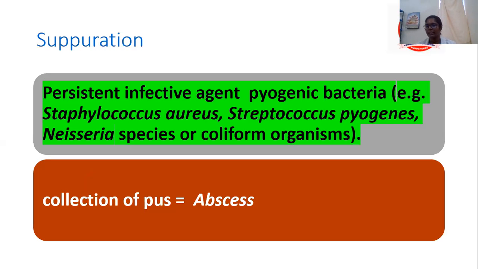And so far we have seen the resolution. Now we are moving on to suppuration. Suppuration is due to a persistent infective agent. If there is persistence of an infective agent in the body, such as pyogenic bacteria like Staphylococcus aureus, Streptococcus, Neisseria, these are all infective agents. These infective agents persisting in our body can lead to the formation of pus, right? And this collection of pus is called an abscess.